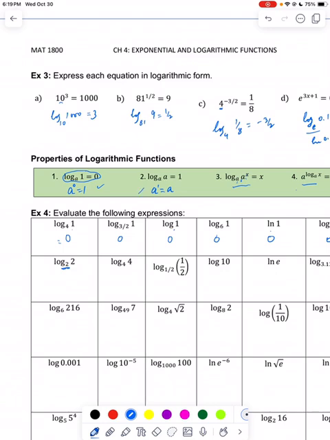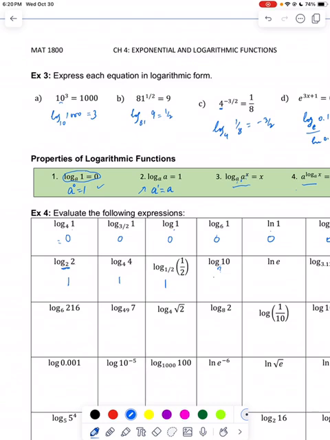So the base and the number whose log we are taking are the same. So the answer is 1. Here we have log of 4 to the base 4, 1. Log of 1/2 to the base 1/2, 1. Log of 10 to the base, what is the base here? 10. So log of 10 to the base 10, 1.